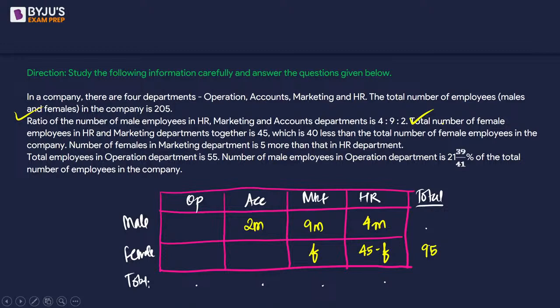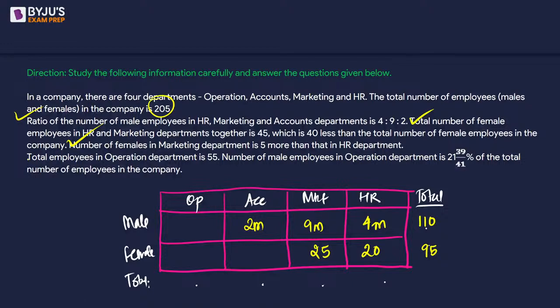Number of females in marketing department is 5 more than that in the HR department. So we need to break down F and 45 minus F such that marketing is 5 more than HR. Well, that can be done if we take this to be 20 and 25, right? So that in HR we have 20, marketing we have 25, total we have is 45, and in marketing we have 5 more females than that in HR department. Since the total number of employees we have is 205, out of which 95 we have as female, the remaining 110 employees are going to be male, right?